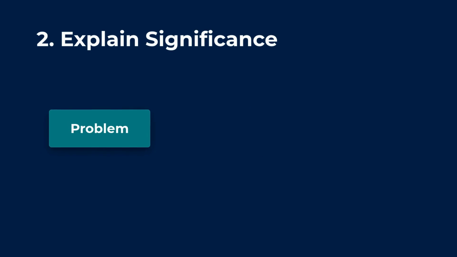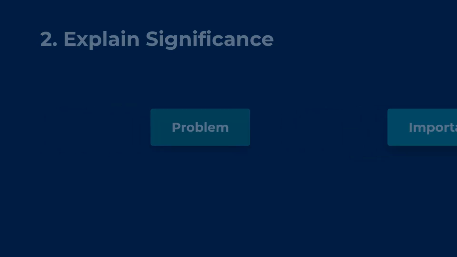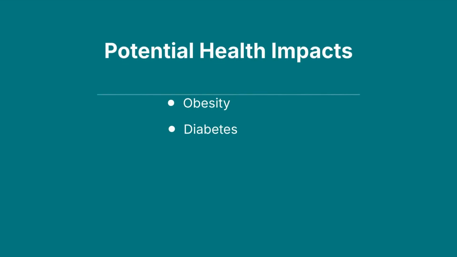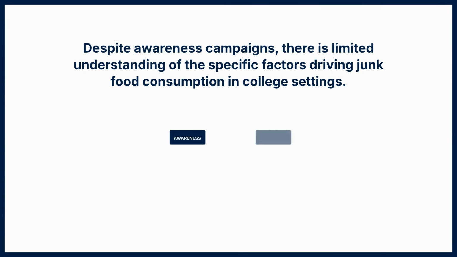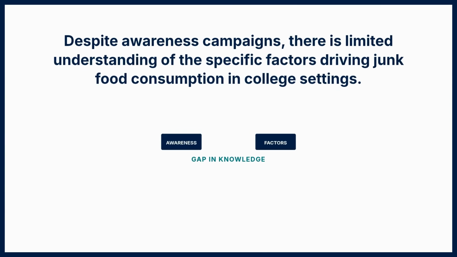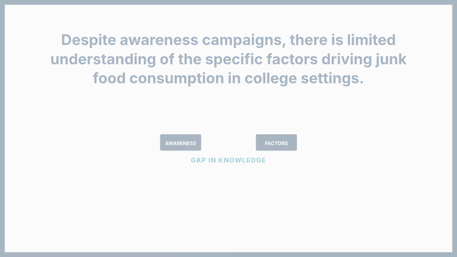Next, explain why this problem matters. This is where you justify the importance of your research. For example, unhealthy eating habits are linked to a rise in obesity, diabetes, and other health issues among young adults. Despite awareness campaigns, there is limited understanding of the specific factors driving junk food consumption in college settings. By doing this, you show the gap in knowledge or the urgency of addressing the issue.